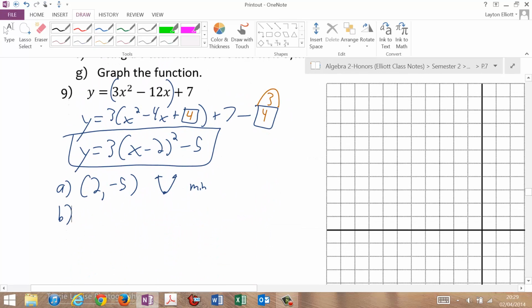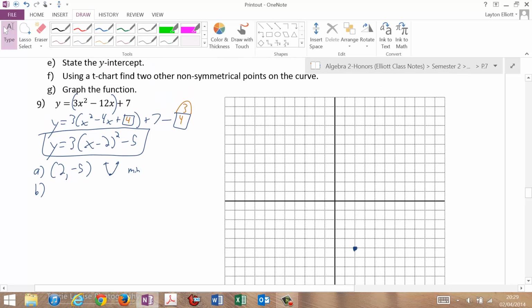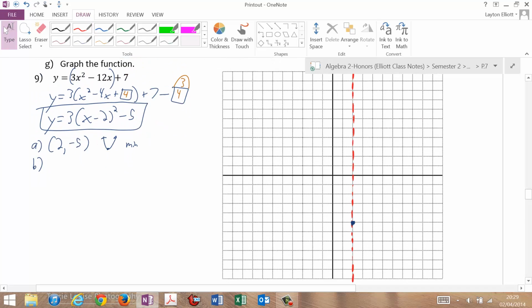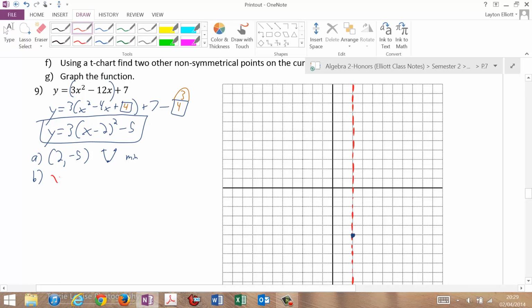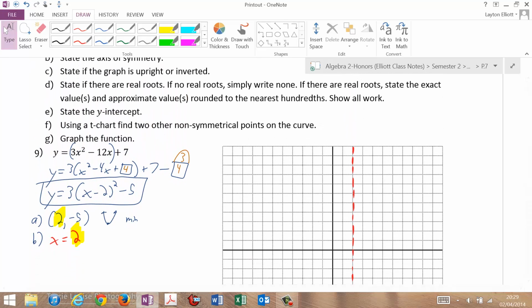For part B, the axis of symmetry, well, let's go ahead and plot 2, negative 5. Right 2, down 5. And I'm going to plot the axis of symmetry as a vertical red line here so you can see it a little bit better. And that red line carries an equation of x equals positive 2, which matches. That should be the same as this. Part C, well, the graph is up, right?